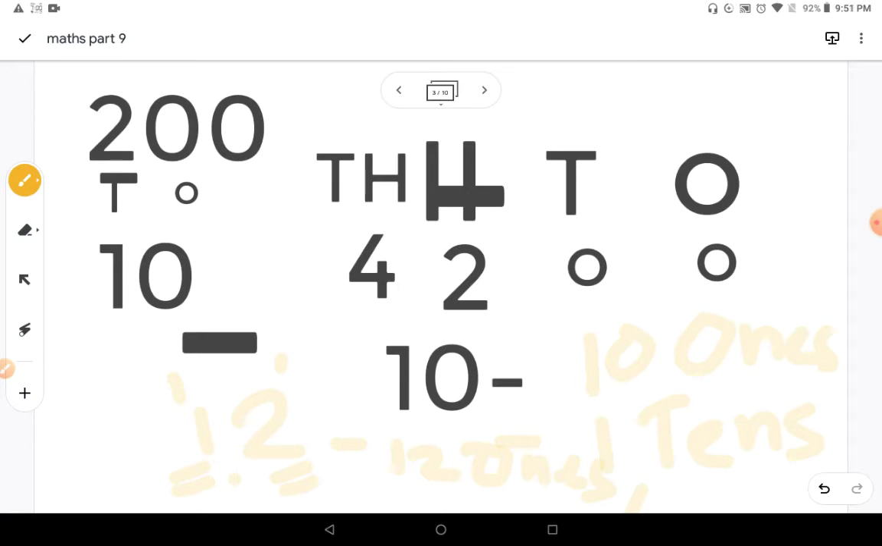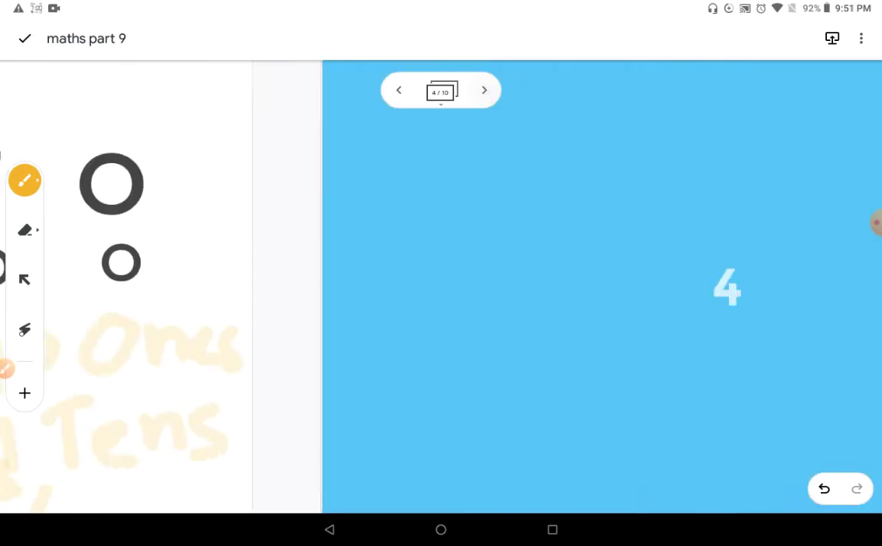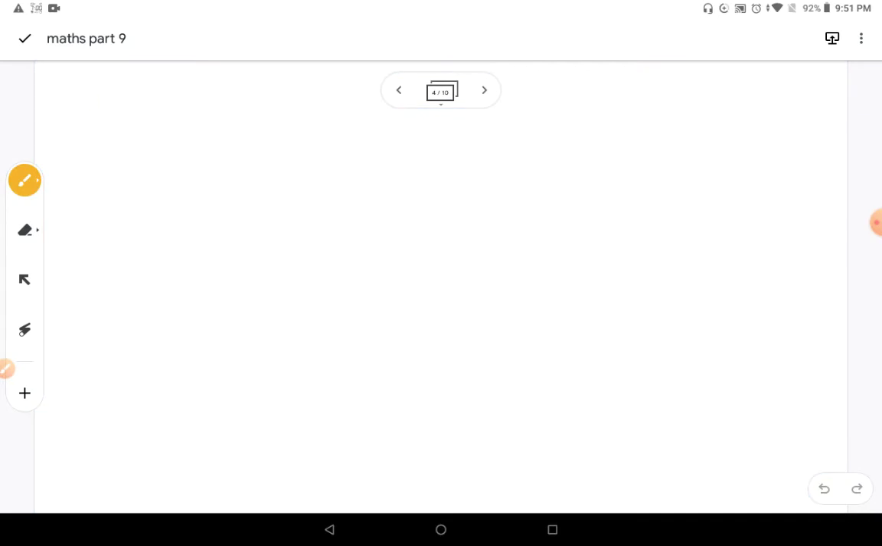Okay, so I will explain this procedure once again. 10 you can represent as 10 ones. Any number you can represent as that many ones. 10 ones. If you have 100, it is 100 ones. If you have 35, it is 35 ones. If you have 56, it is 56 ones. You can represent any number like this.